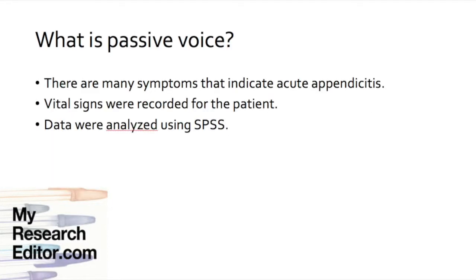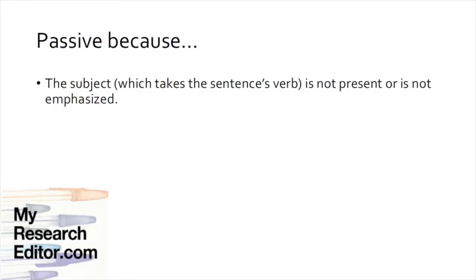First, what is passive voice? These are some examples of passive construction. There are many symptoms that indicate acute appendicitis. Vital signs were recorded for the patient, and data were analyzed using SPSS. See if you can notice any similarities between these three example sentences. We can see that these three examples are passive because the subject, which is the noun that takes the verb, is not present or is not emphasized in any of those sentences.